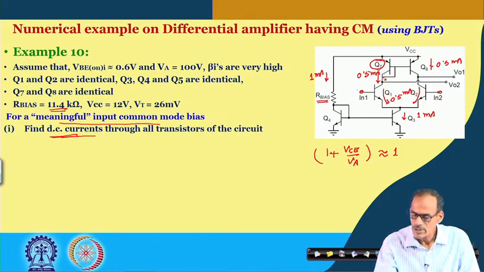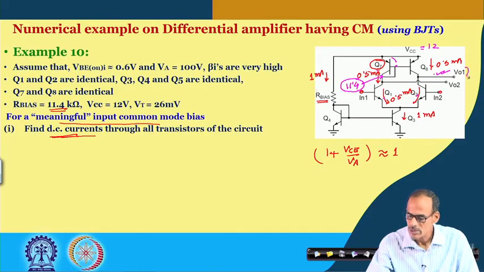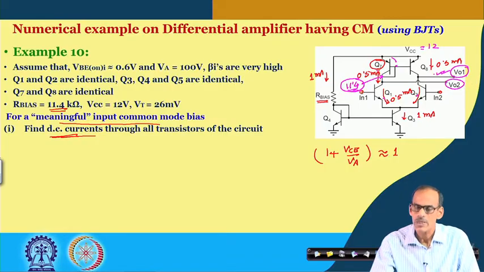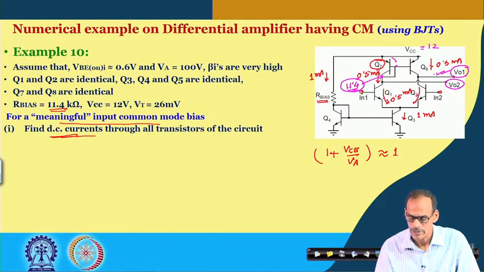the voltage here is decided by 12 volt minus 0.6. So, the voltage here is 11.4. In fact, it can be shown that the DC voltage at this point, assuming Q1, Q2 identical and Q7, Q8 identical, is also 11.4 volt. So, I should say the DC voltage at output 1 and output 2 both are 11.4 volt. Now, with this information let me calculate the small signal gain, namely differential mode gain and common mode gain, in the next slide.